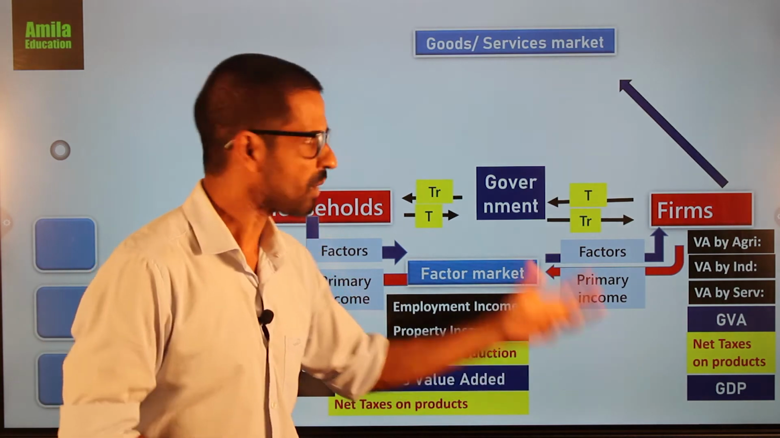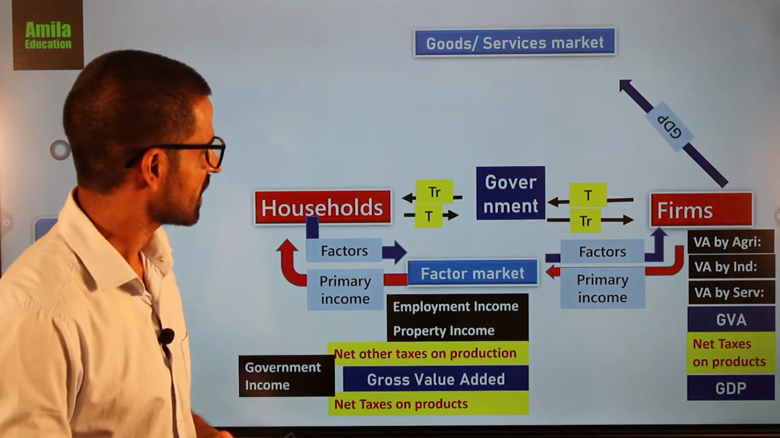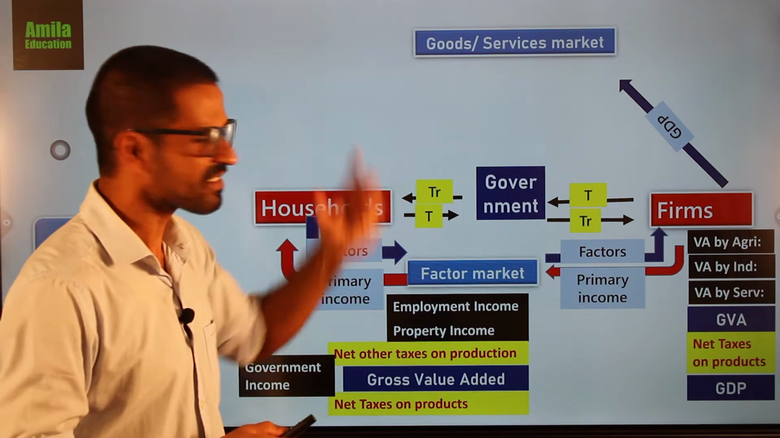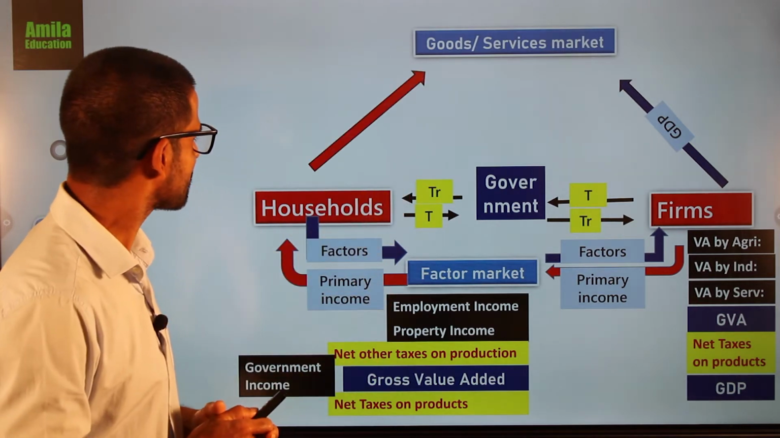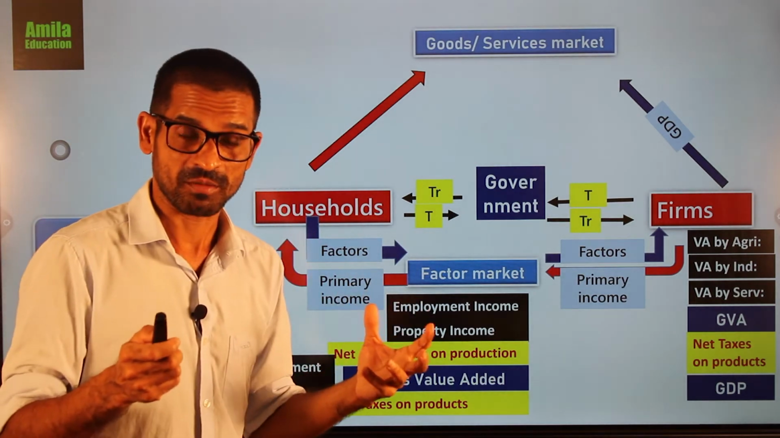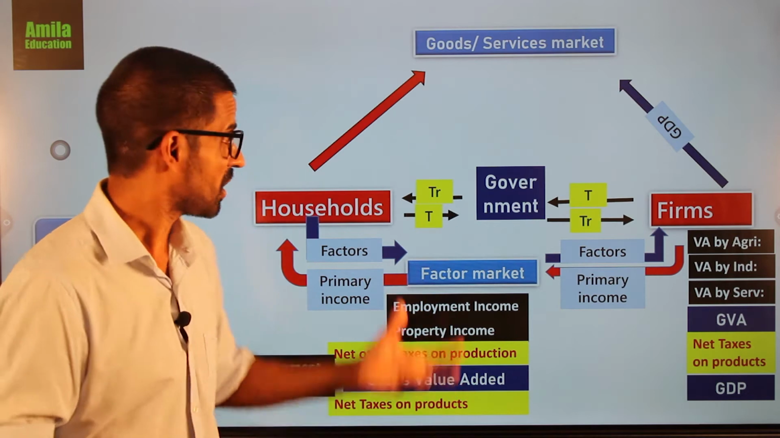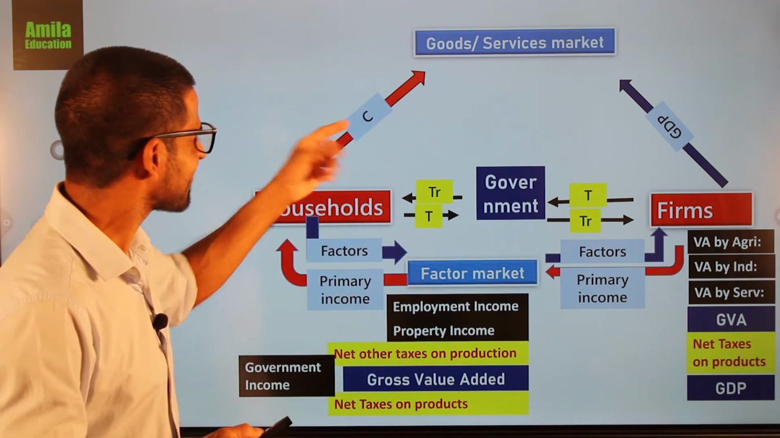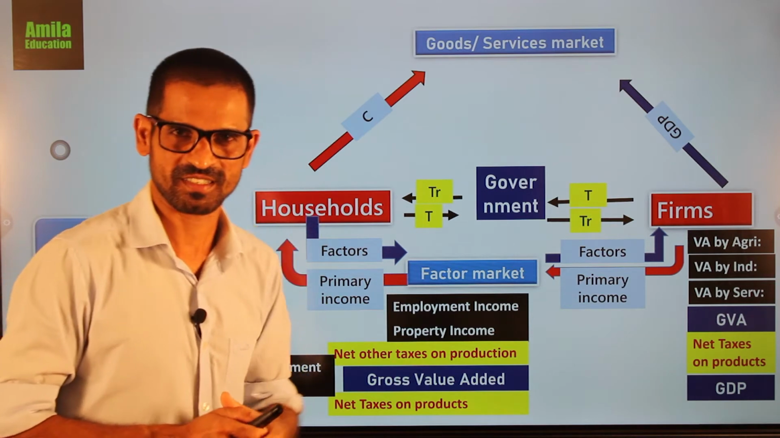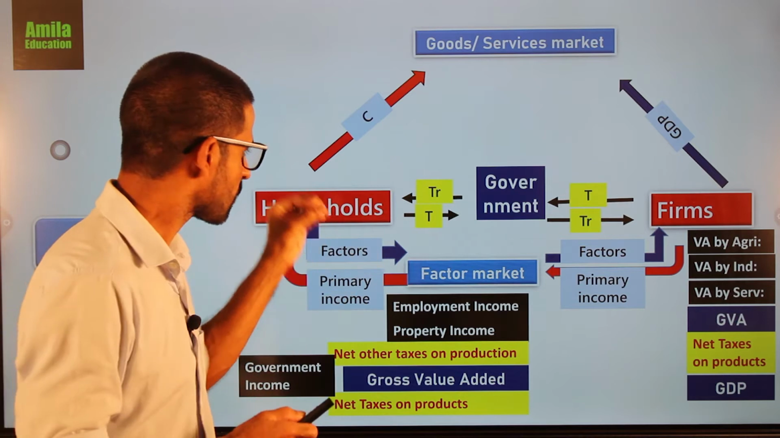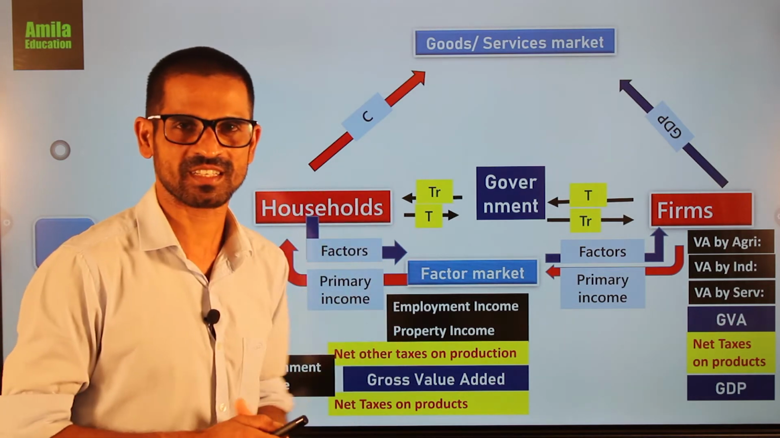This product comes to the goods and service market. Then these goods and services are purchased by households. Households are the major agents which purchase these goods and services. We call it C, private consumption. The letter C here represents private consumption or household consumption or personal consumption.